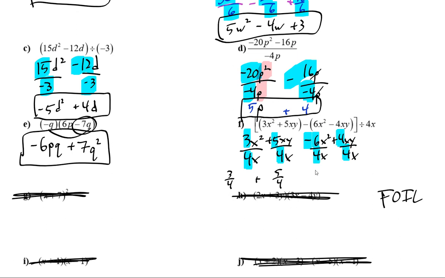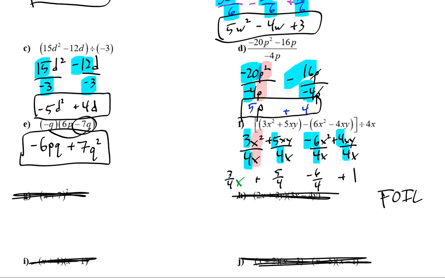Negative 6 over 4, I could just leave as negative 6 over 4. I could write negative 3 over 2 if I were feeling fancy. 4 over 4 is just 1. For the x's, I've got x squared over x. That's just x. X to the 2 minus 1 is x to the 1, or just x.